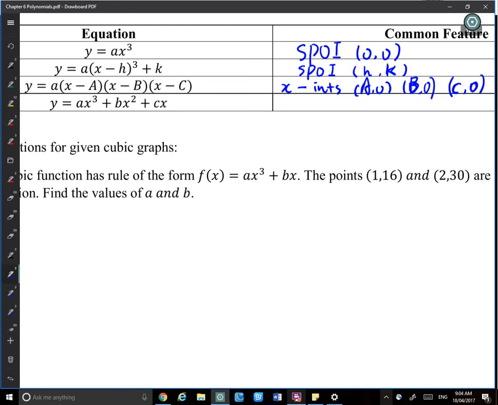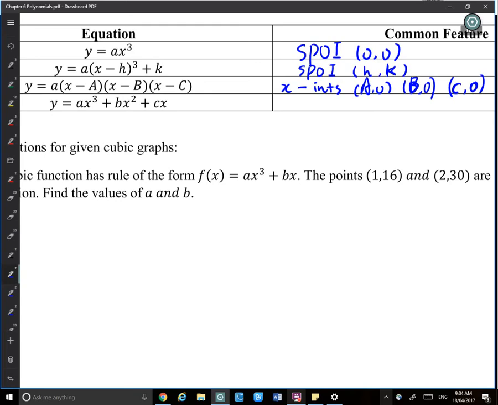Okay, for the next one, y equals ax cubed plus bx squared plus cx. A, B, C can all vary. So what will be a common thing here? A, B, C can all change. What will be a common thing here? For a cubic, I should have 4 terms, right? x cubed, x squared, x, and constant. Do we have a constant here? No constant. No constant means what?